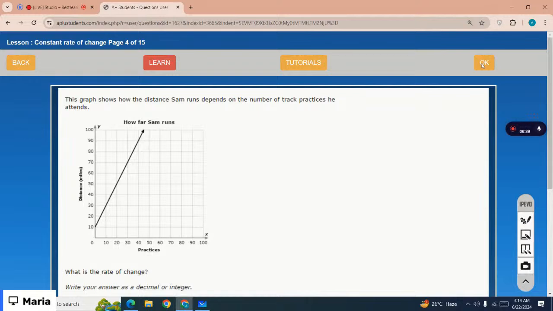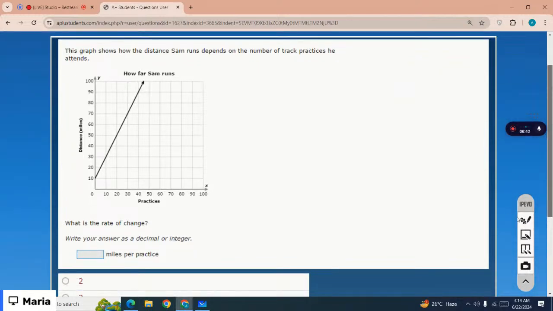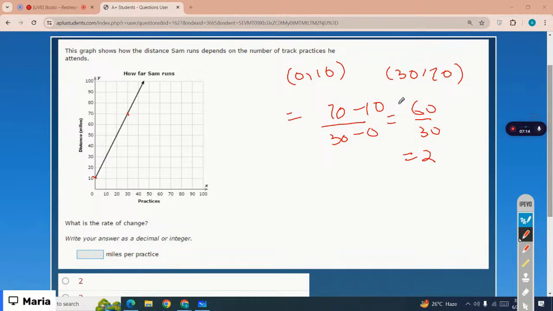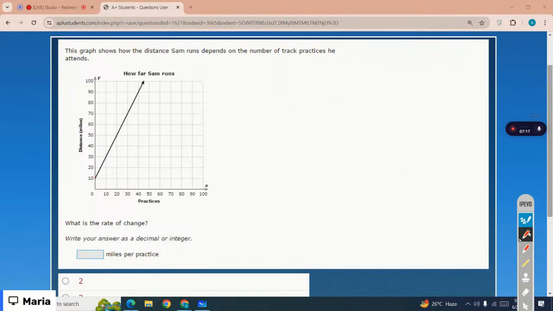The graph shows how the total distance Sam runs depends on the number of track practices he attends. What is the rate of change? You have to calculate the rate of change, right? So for the rate of change, you have to select any 2 points on the graph. Here is the first one, and here is the second one. For the first one, x is 0, y is 10. For the second one, x is 30, y is 70. So that is 70 minus 10 and 30 minus 0. That is 60 over 30. So the slope of the graph, or the rate of change, is 2. The correct option is 2. Option number 1 is the correct option.